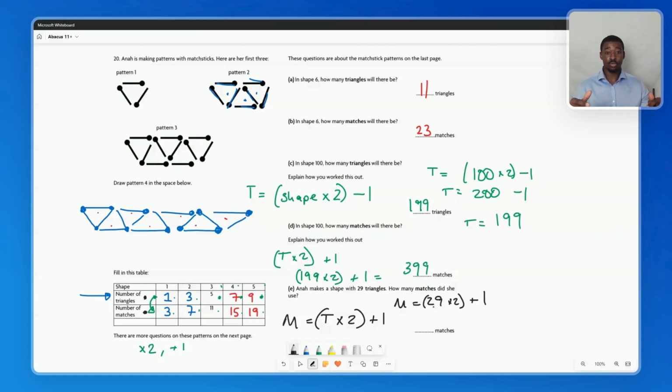60 minus 2, 58. 58 plus 1, 59. So 59 matches. That's how we answer this question. A longer one, but if you understand what's going on, you can get it right every single time.